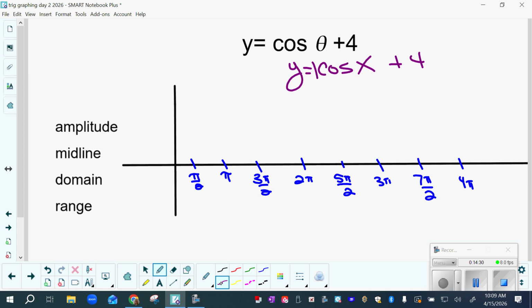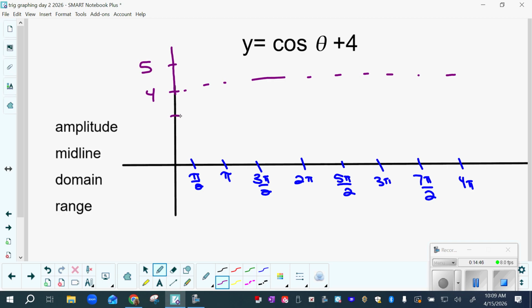Okay, so watch what happens here. We're going up to 4 is my midline. It's 4. But I'm going to go up to 5 and down to 3. That is my amplitude. Cosine starts off of the midline. So here we go. Starts up there, middle, down, middle, up, middle. I'm just making sure I'm not lost. Middle, up.